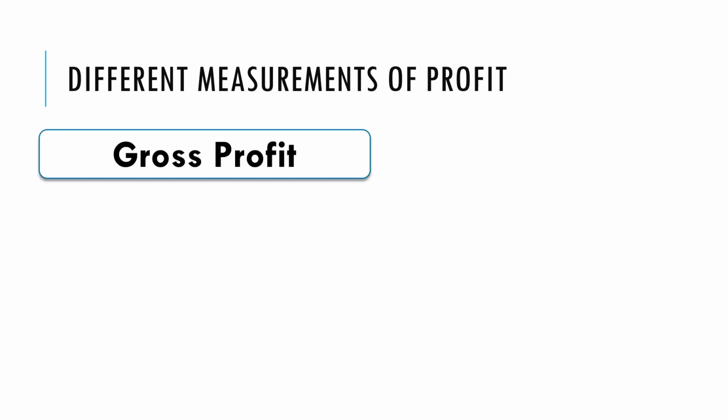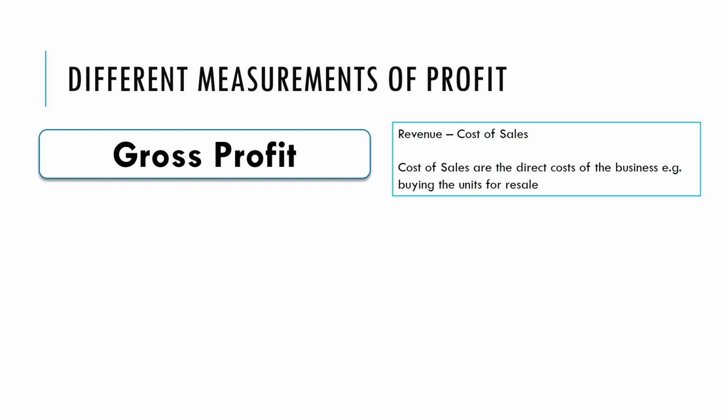The first one is gross. Not gross because it's disgusting, gross because it's at a larger, wider scale. And the formula for gross profit is revenue minus cost of sales. Revenue minus cost of sales, where cost of sales are the direct costs of the business, i.e. buying the units for resale.